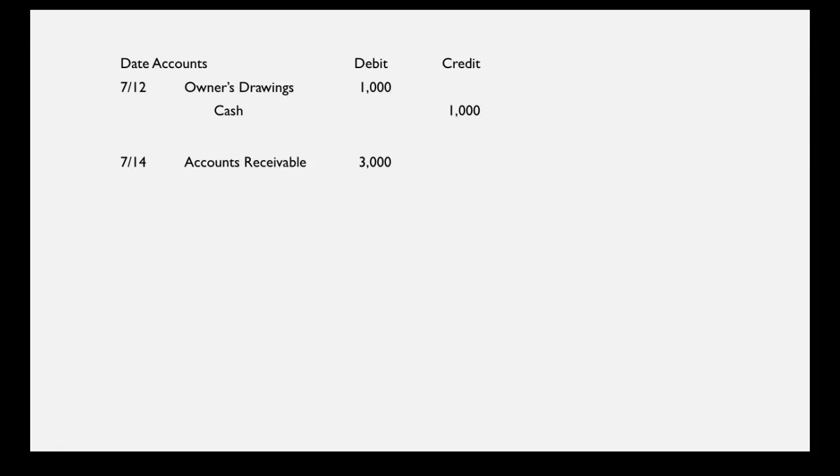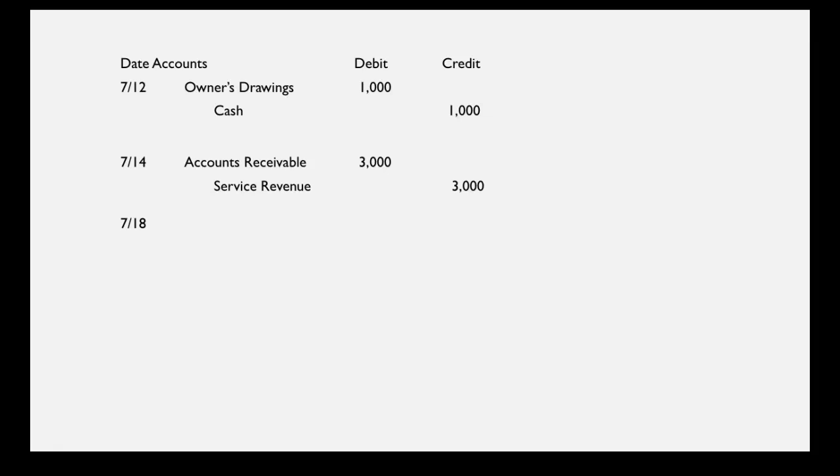Now, why did we bill our customers? Why do they owe us this money? Because we performed services. We did work for them. So we credit our service revenue, because revenues go up with credits. So we credit that account for that 3,000.